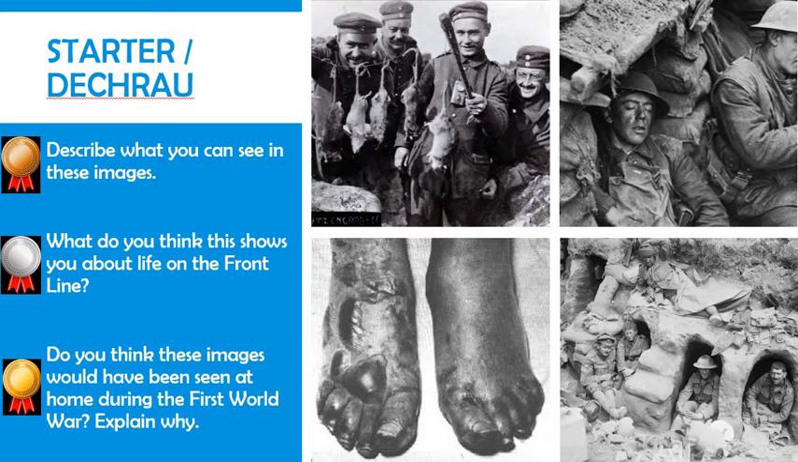So as you can see, these 4 images are showing you the stark reality of life on the front line and in the trenches. So in the first image, you can see soldiers with rats. We can also see quite a graphic image of trench foot and the effect that living and working in wet, muddy trenches would have had on the soldiers' bodies. Obviously, we can also see what the conditions would have been like in the trenches, the sheer exhaustion, the lack of space that these soldiers would have been living in on a daily basis.